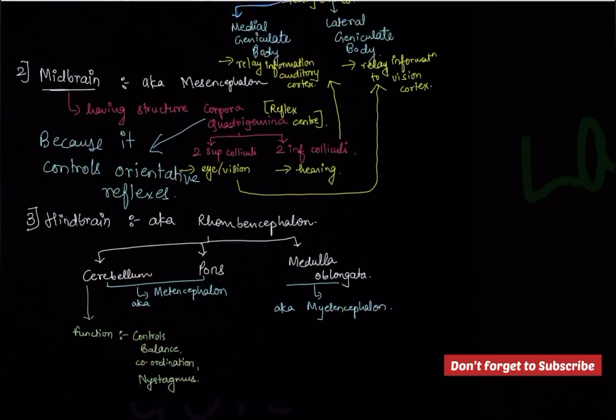Okay, so now the last part, the hindbrain, is also known as rhombencephalon. This rhombencephalon is made up of three structures of the brain: the cerebellum, pons, and medulla oblongata. The cerebellum's function is to control balance, coordination, and nystagmus. Now the cerebellum and pons together are known as metencephalon, and medulla oblongata alone is known as myelencephalon.